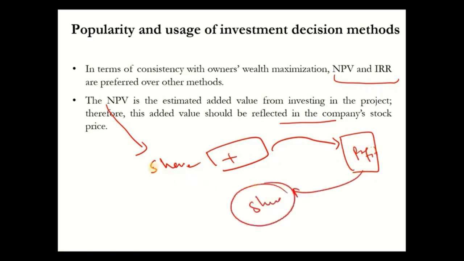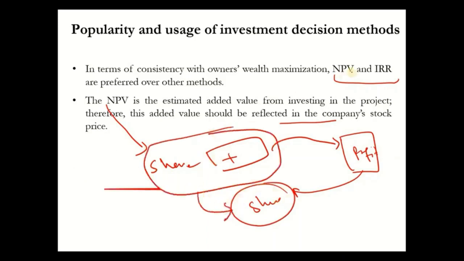So when the company makes some NPV, makes some profit, it is automatically reflected in the share price, while IRR is not reflected in any of the shareholders' wealth, because IRR is just a way to evaluate a technique, but NPV is the actual thing that gets added into the shareholders' wealth or stock price.